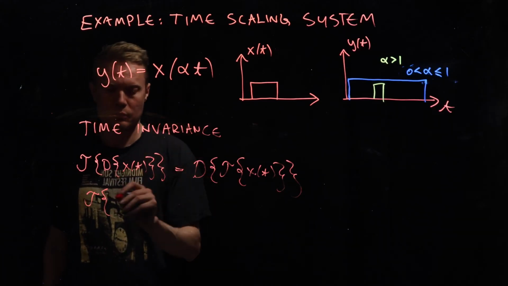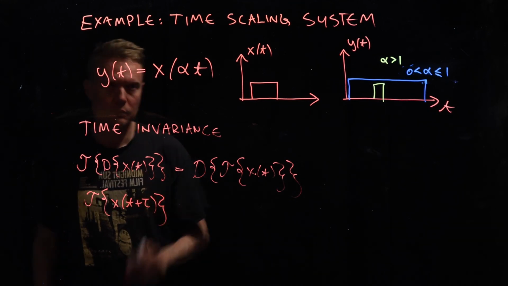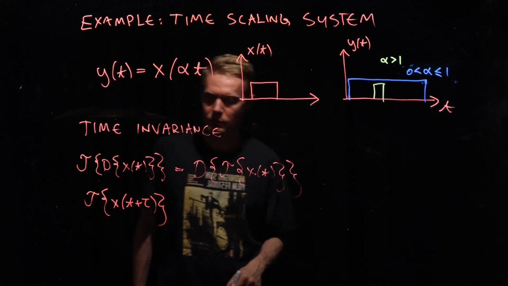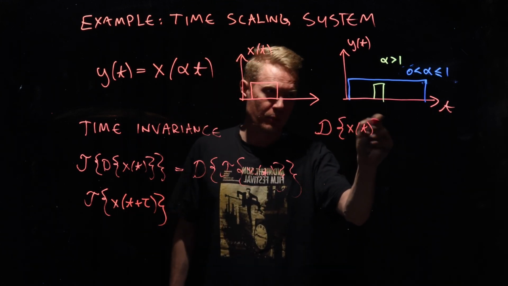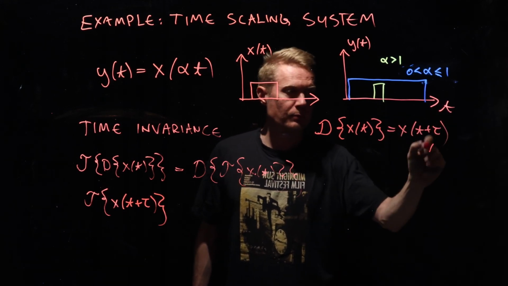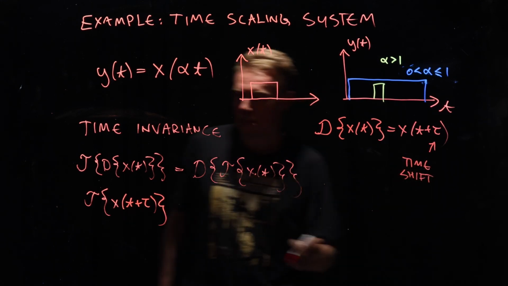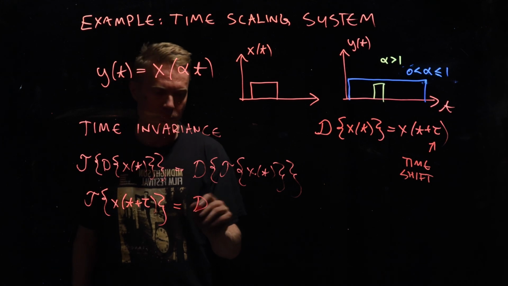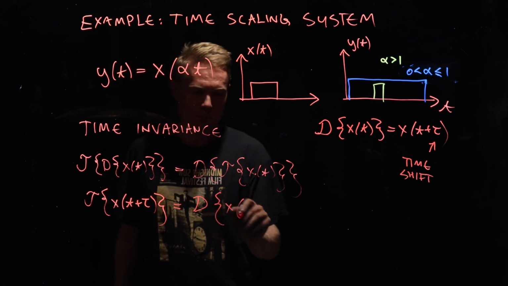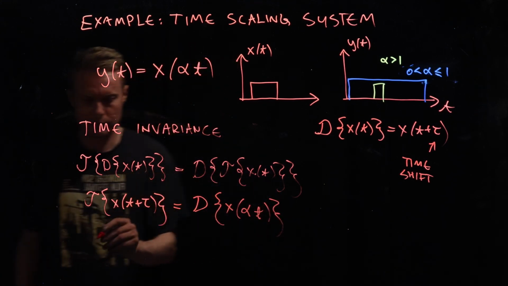Okay, so let's apply this system. Let's first do the time delay on the left-hand side. So that means that the input signal x will be shifted by time tau. Here's a brief reminder of what the system D means. It's a time shift. It just applies an addition of tau to the time variable. Okay, so now on the right hand side we'll first evaluate the system on x. That will be the time scaled version of x, so x of alpha times t.